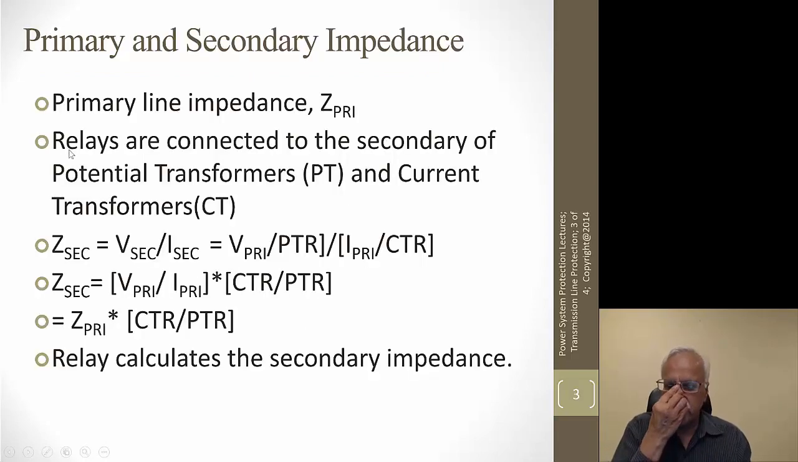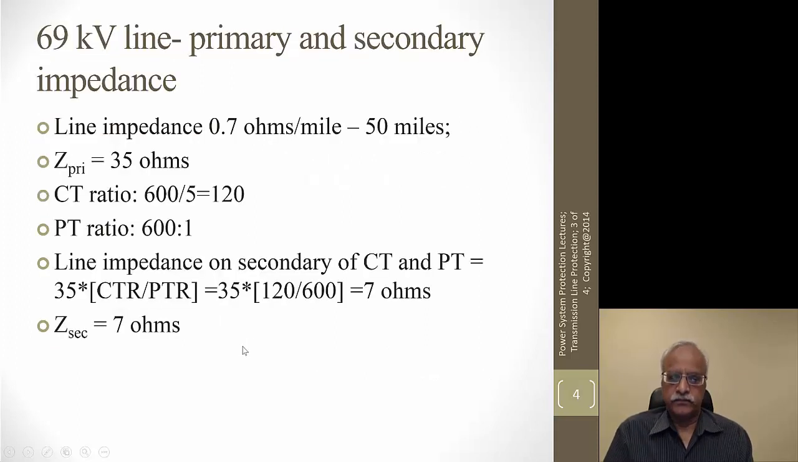And also we went through the relationship between the impedance that the relay sees and the actual primary line impedance. We came up and said that the secondary impedance, what the relay sees, is related to the primary impedance by this equation: Z secondary equals Z primary times CT ratio divided by the PT ratio.